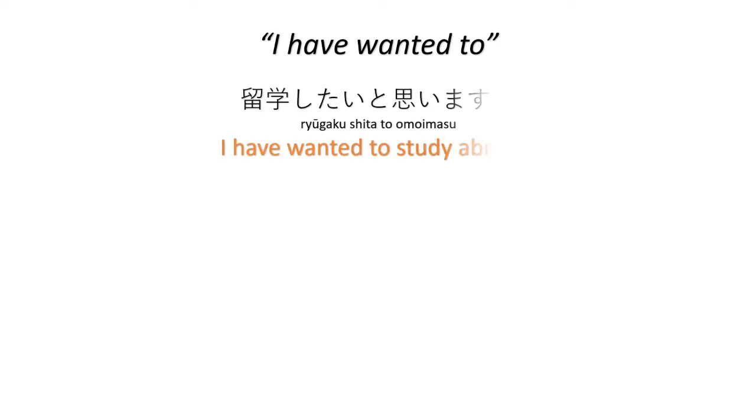Now, when we want to say something that we have entertained for some time, we can say "I have wanted to." Okay? For example, Ryugaku shitai to omoimasu. I have wanted to study abroad. So as you can see here, we use the phrase to omoimasu, but it is translated as "have wanted." Ryugaku shitai to omoimasu.